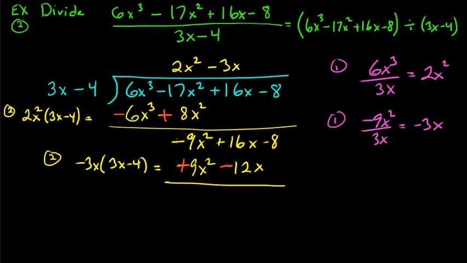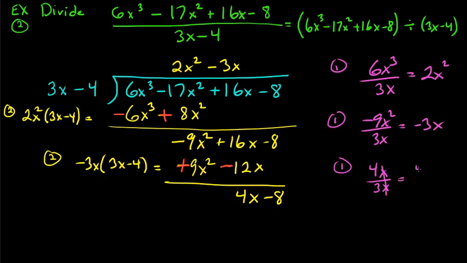All right, negative 9x squared plus 9x squared is, again, 0. And 16x plus negative 12x is just 4x, minus 8. Okay, so in the next round, we're going to take 4x divided by 3x.